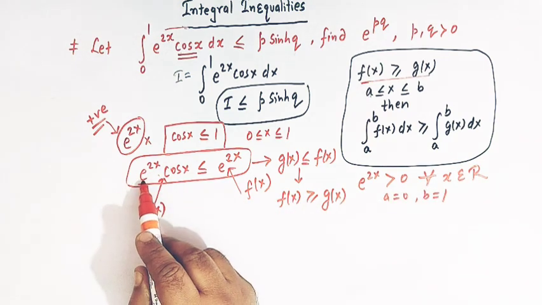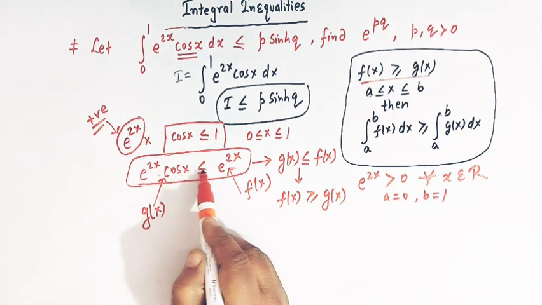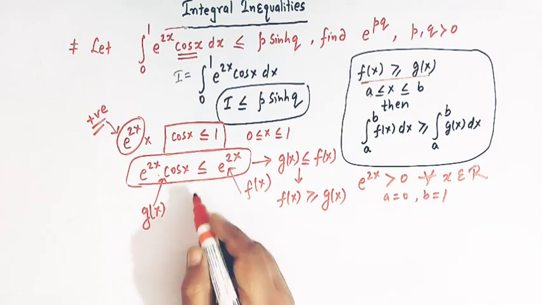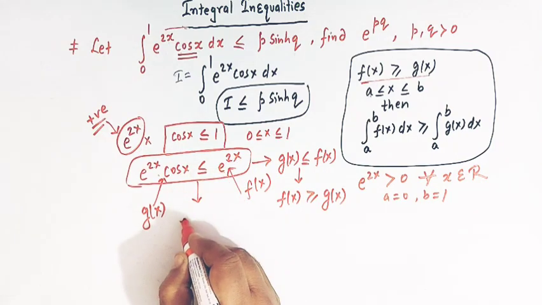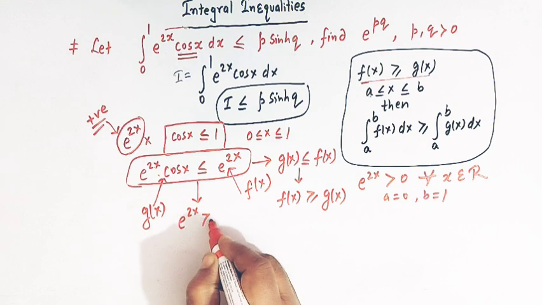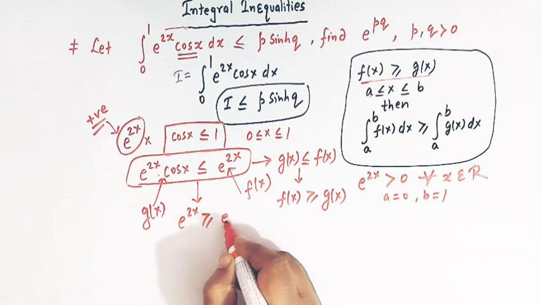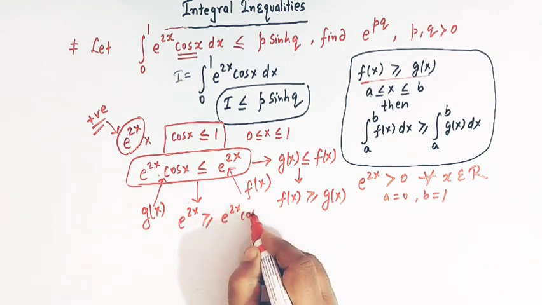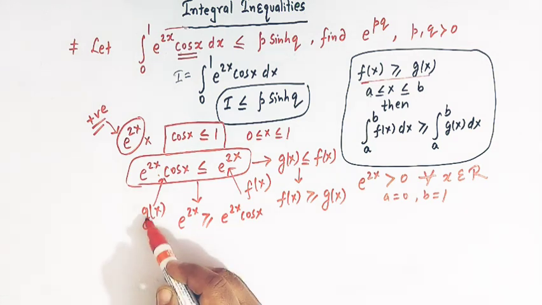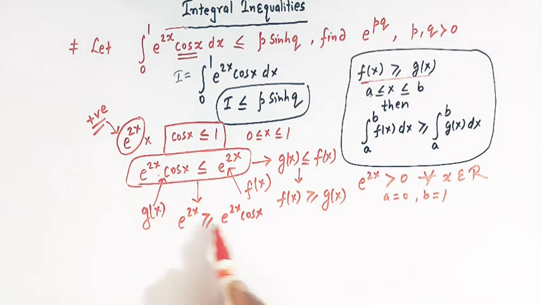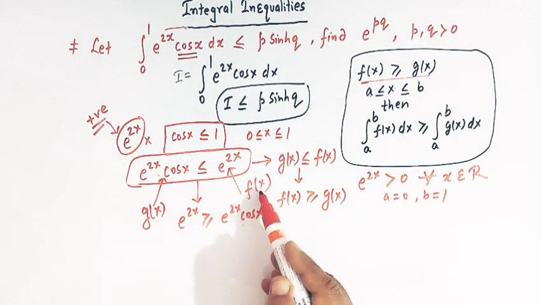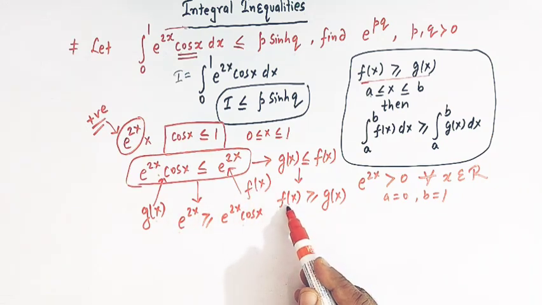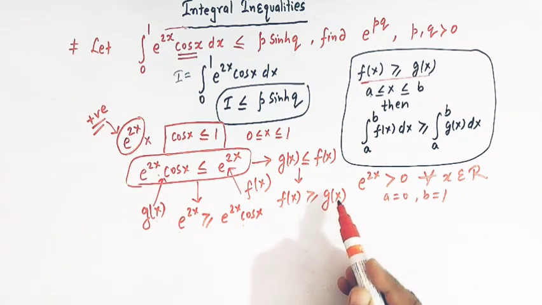So we have obtained e raised to 2x cosine x is less than or equal to e raised to 2x, or in other words we can also write it as e raised to 2x is greater than or equal to e raised to 2x cos of x, right? So e raised to 2x cos x is g of x, and e raised to 2x is f of x. So we have f of x greater than or equal to g of x, right?